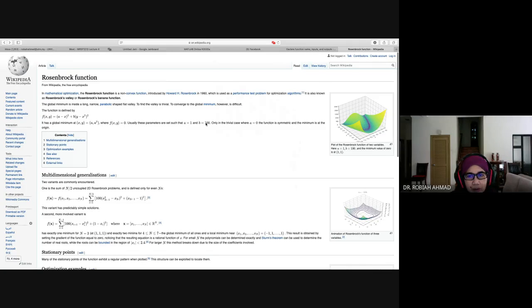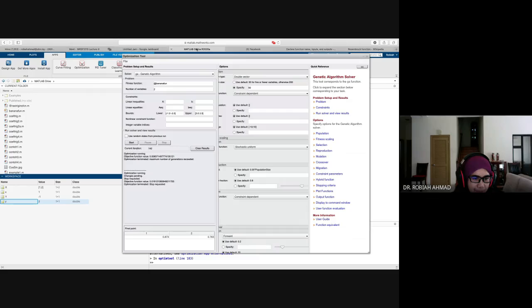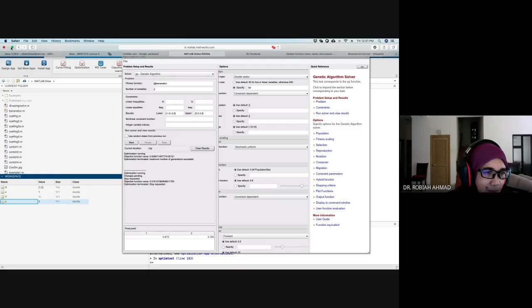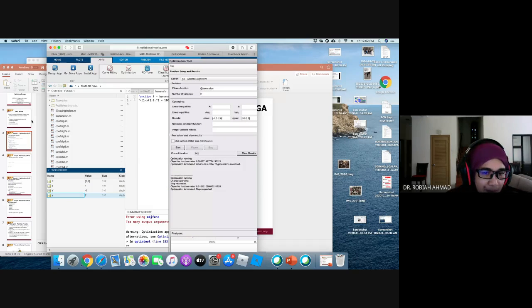Or it depends on the value of the coefficients. The minimum value of 0 is at 1, 1. Supposed to be 1. In yours just now, you also got the same answer as me? Different a little. Okay, never mind, because GA has a lot of randomness, stochastic search. We continue with the next example.